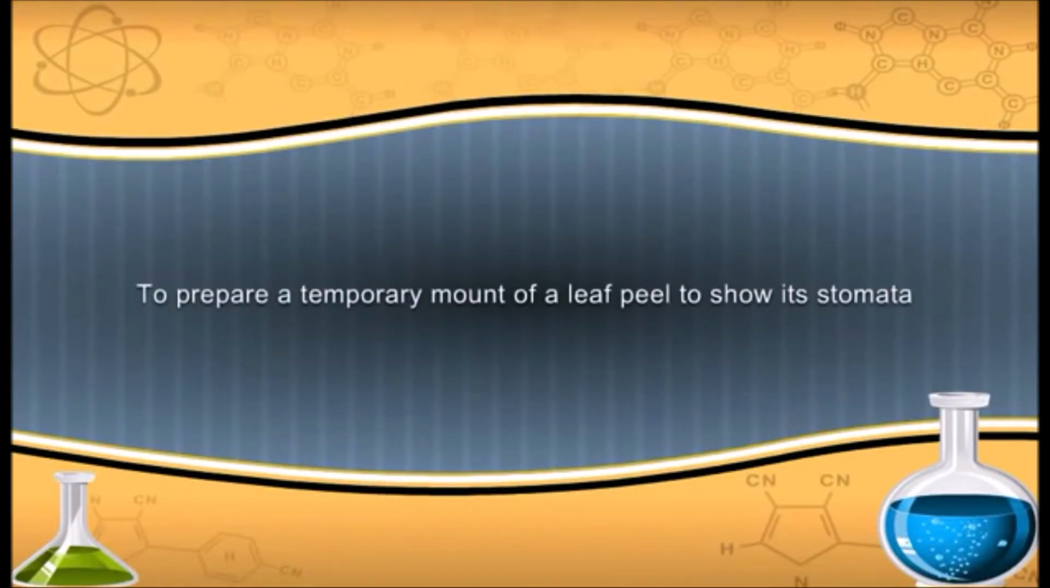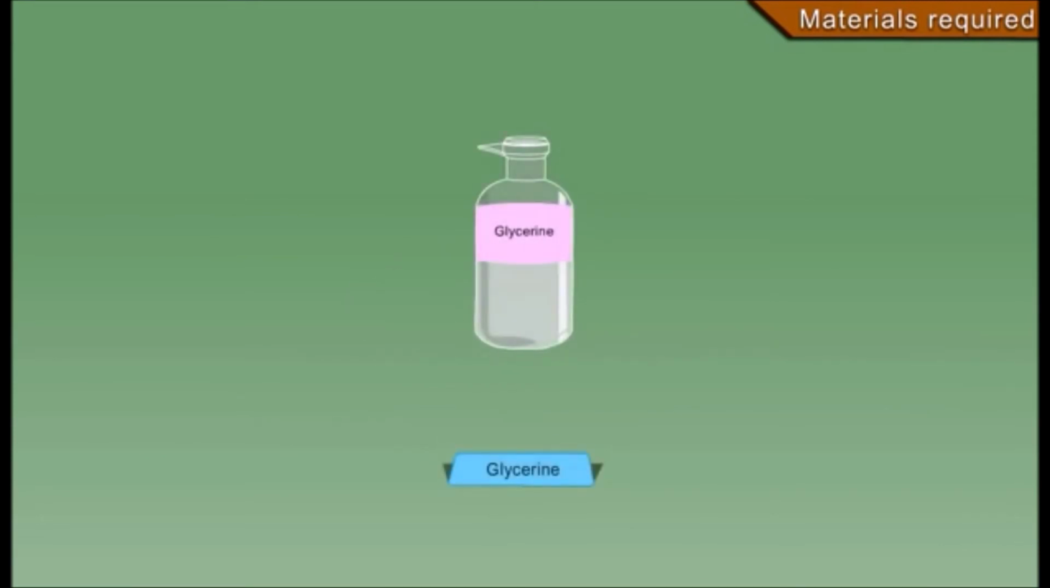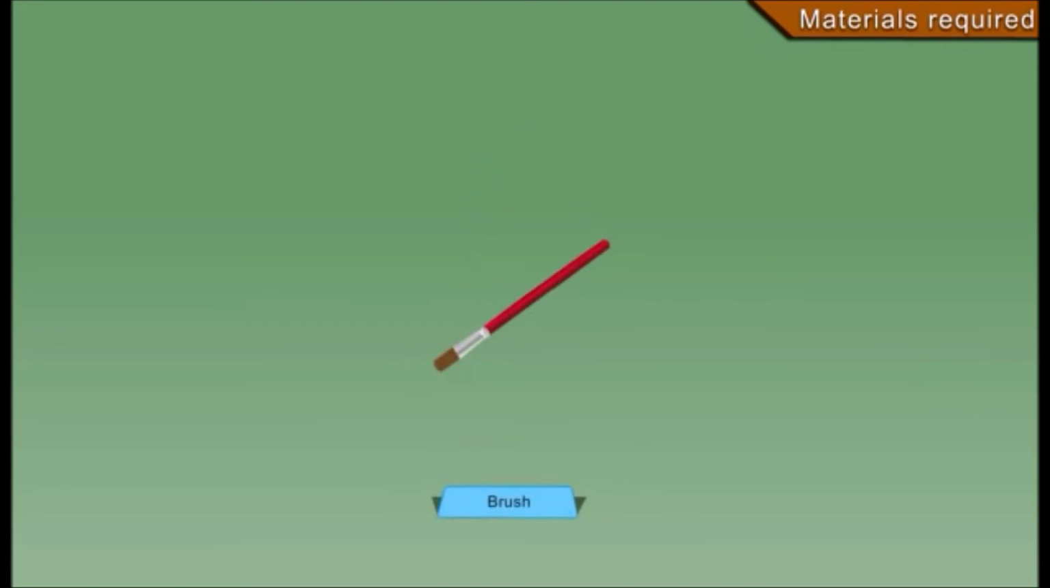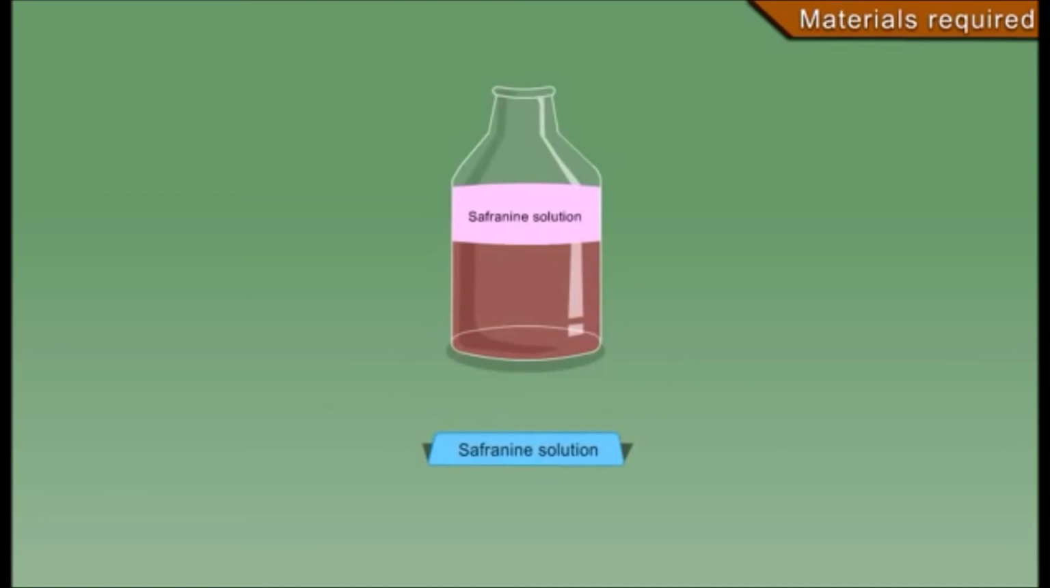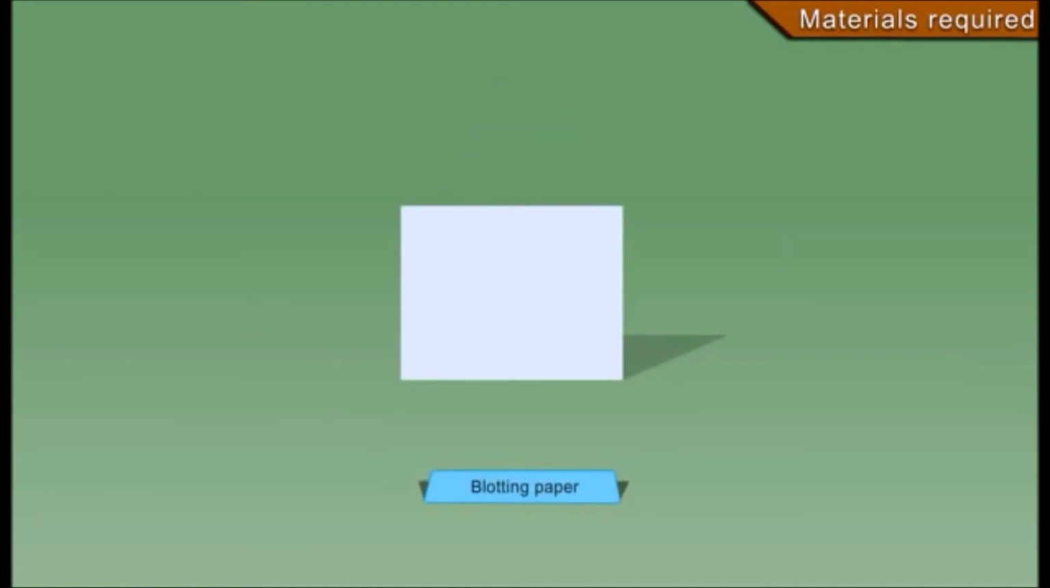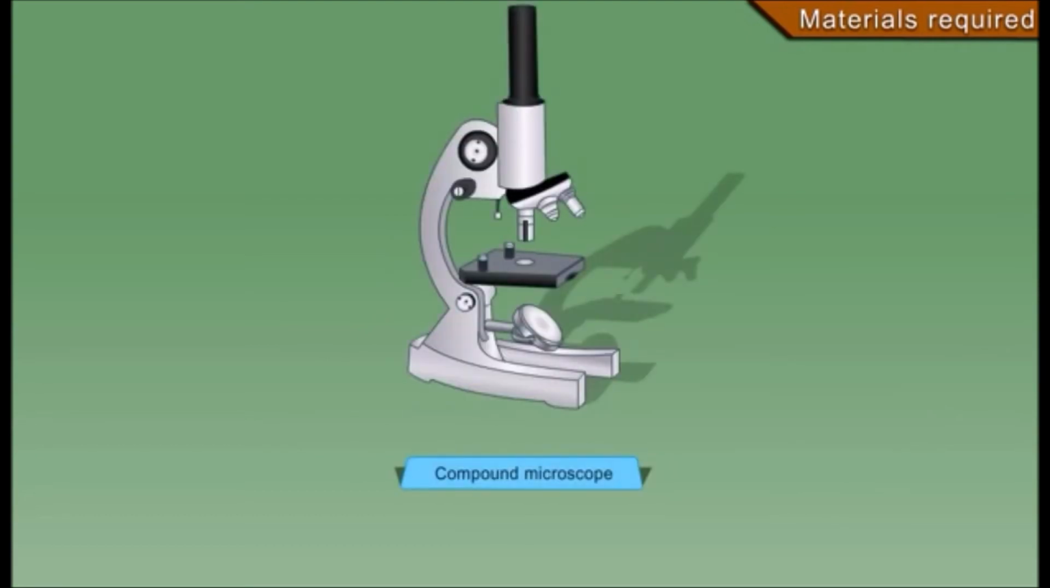To prepare a temporary mount of a leaf peel to show its stomata. Materials required: fresh leaf of a lily plant, slide, watch glass, forceps, glycerine, brush, pair of sharp scissors, saffranin solution, blotting paper, cover slip, compound microscope.